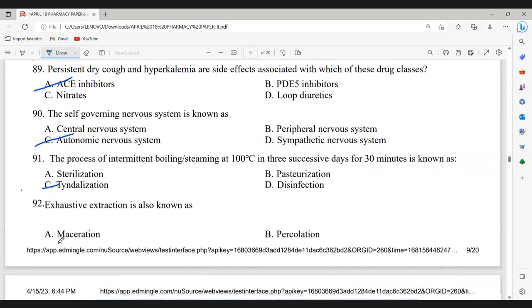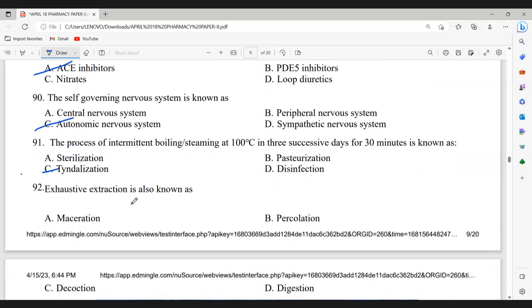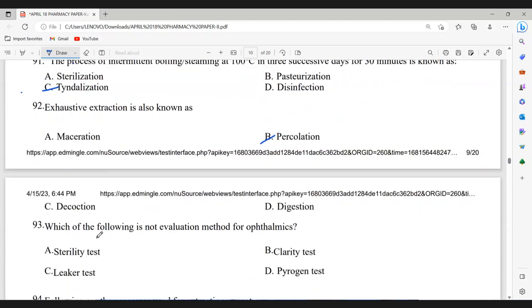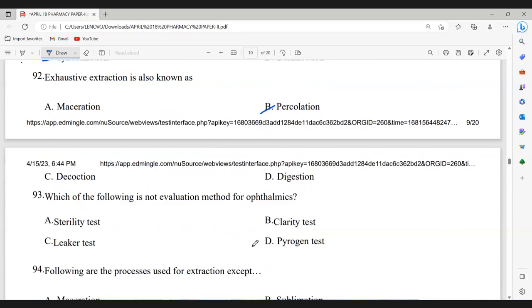steaming at 100 degrees Celsius on 3 successive days for 30 minutes is also known as tyndallization. Then exhaustive extraction is also known as, is it a direct question? Exhaustive extraction is known as percolation. In 93, which of the following is not an evaluation method for ophthalmics? Pyrogen test.